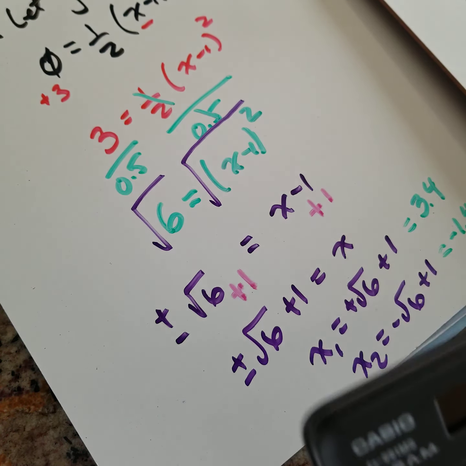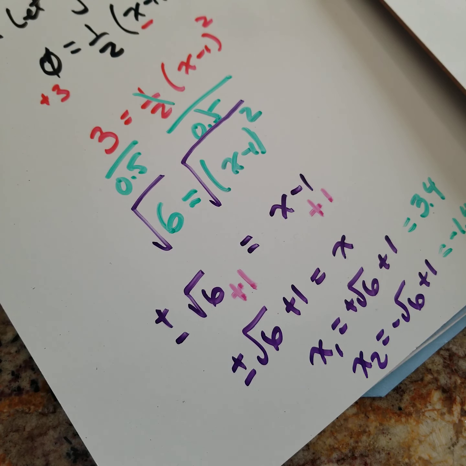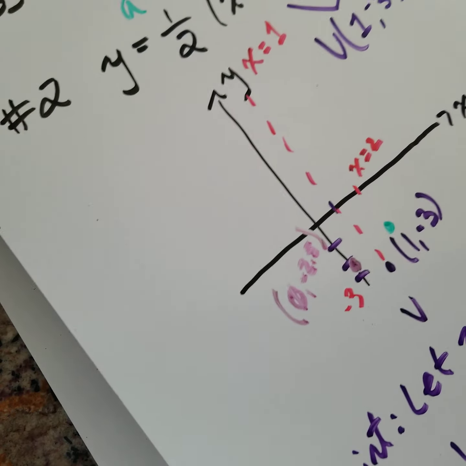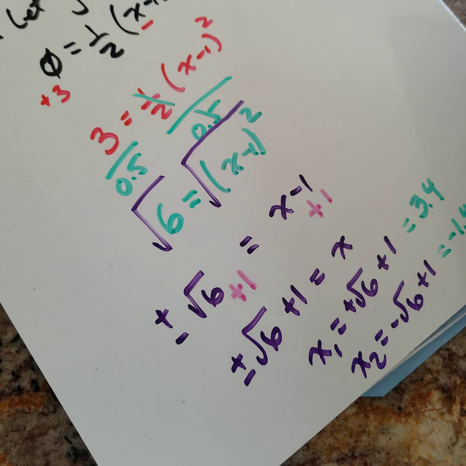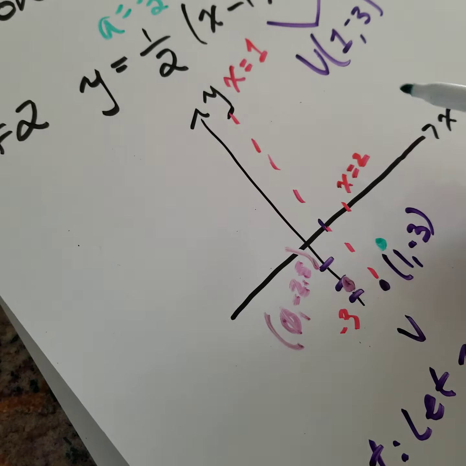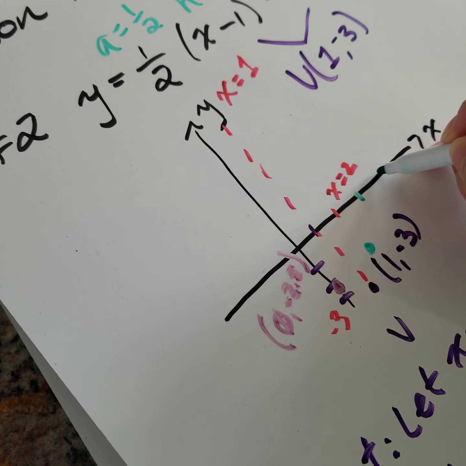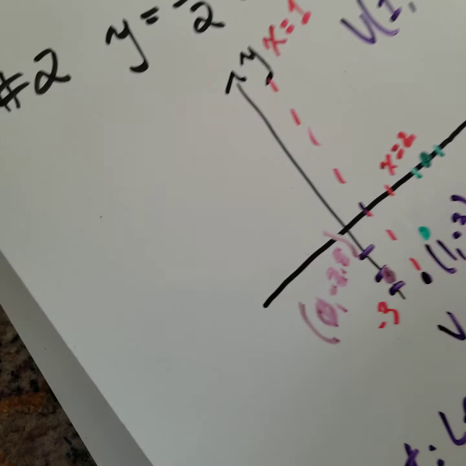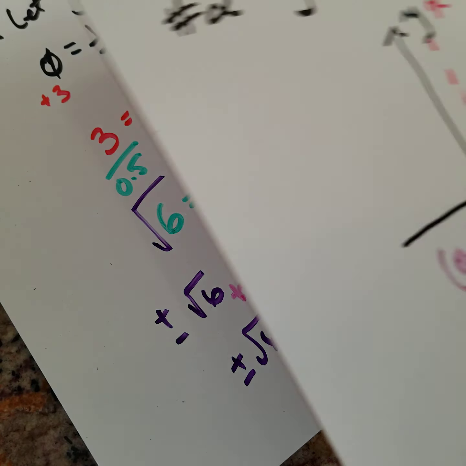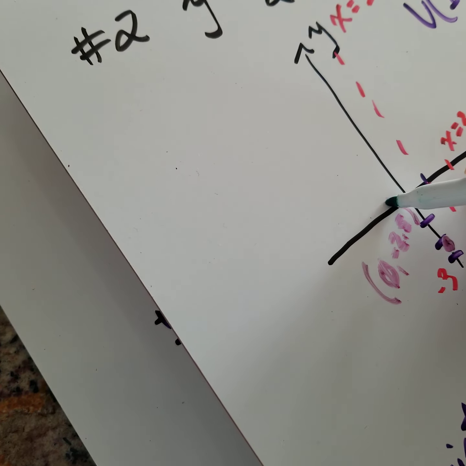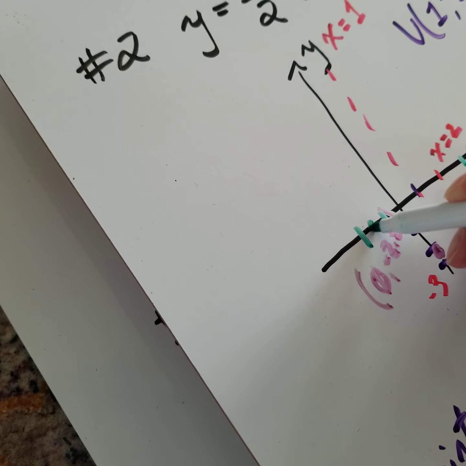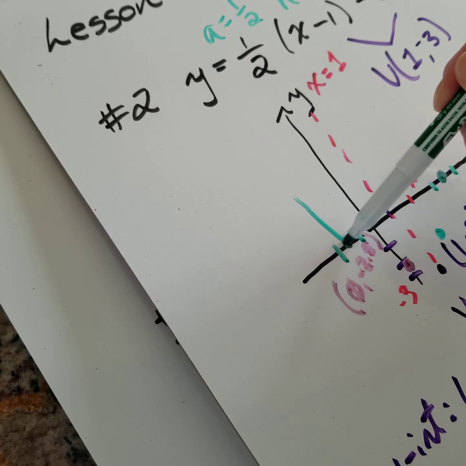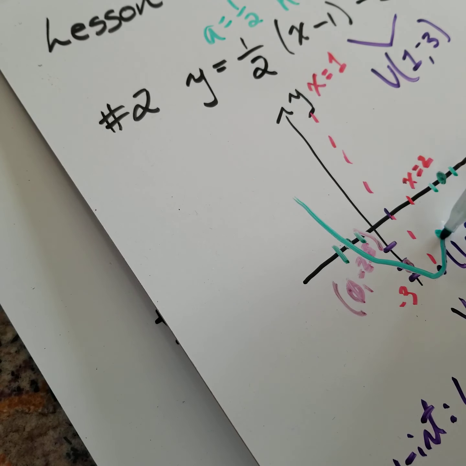So I can now plot these points as my x-intercepts. I'll go back to this graph. And I had positive 3.4. So this is positive 3, this is positive 4. So 3.4 is somewhere over here. And then I had negative 1.4. So this is 0, negative 1, negative 2. And here would be the other point. So here my sketch graph would look something like this.